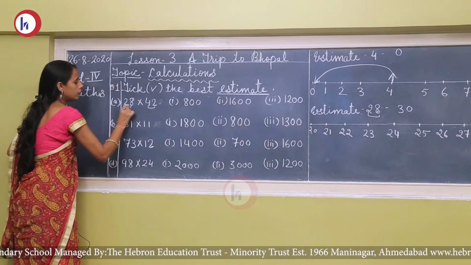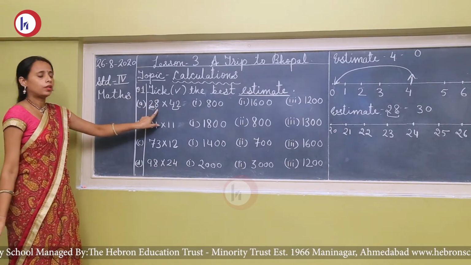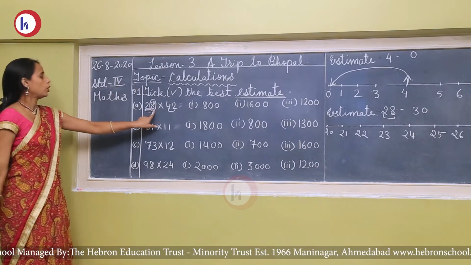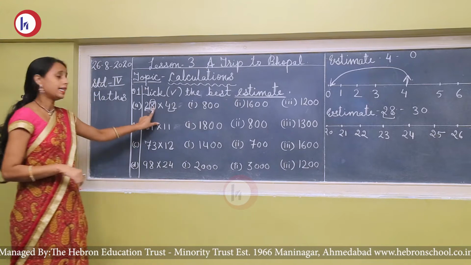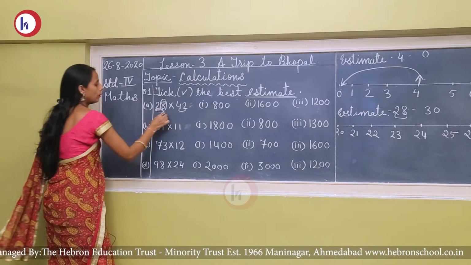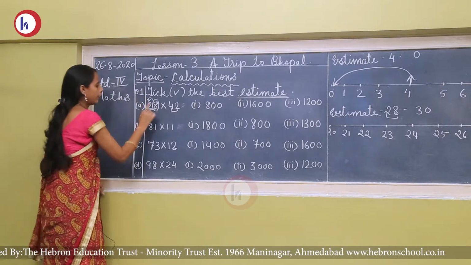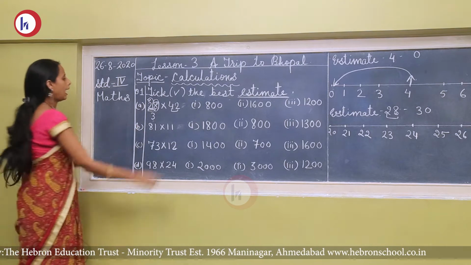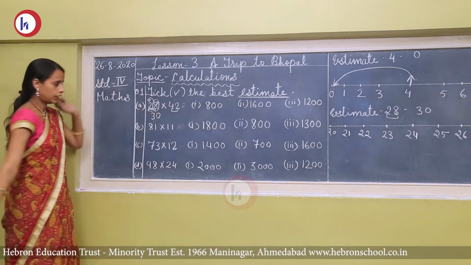See the first number, it is 2, and the right digit of 2 is 8. Is it more than 5 or less than 5? Yes, it is more than 5. So this digit will be increased by 1. Here will be 3. 2 will be changed into 3 and 8 will be 0. So it will be estimated by 30.